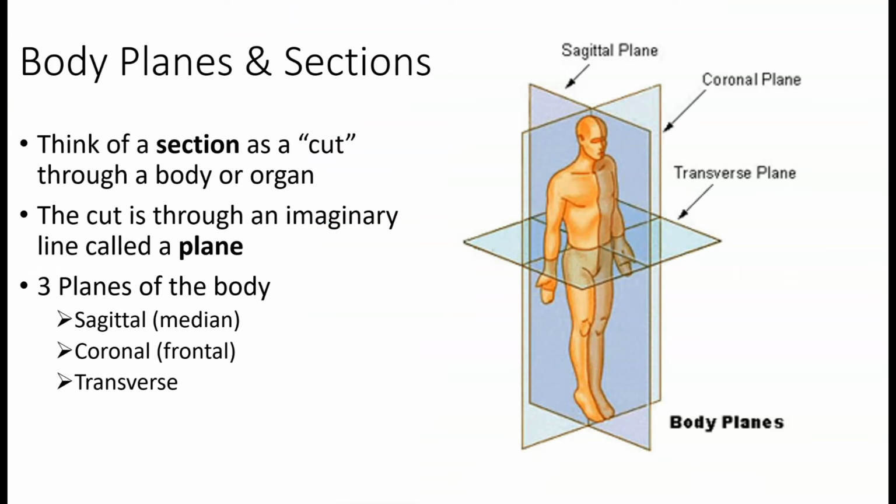Body planes and sections. What I always tell my students is think of a section as a cut through a body or an organ, and the cut is through an imaginary line called a plane. So we're talking about, as we said, sections and planes. We have three planes of the body. We have a sagittal or median plane, a coronal or frontal plane, and a transverse plane.